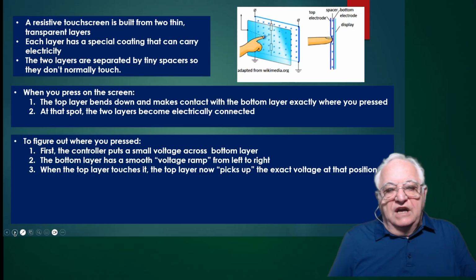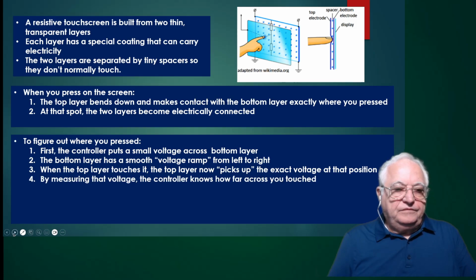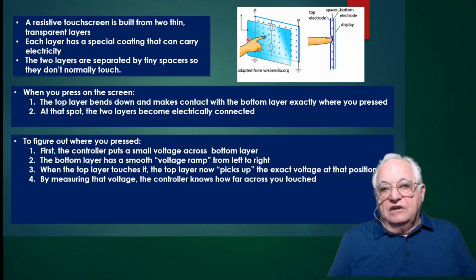When the top layer touches it, the top layer now picks up the exact voltage at that position. So when I touch, you're going to pick up a distinct, unique voltage. By measuring that voltage, the controller knows how far across you touch. So as you touch a different location, the voltage changes. So you can figure out how far you've gone because of the value of the voltage.